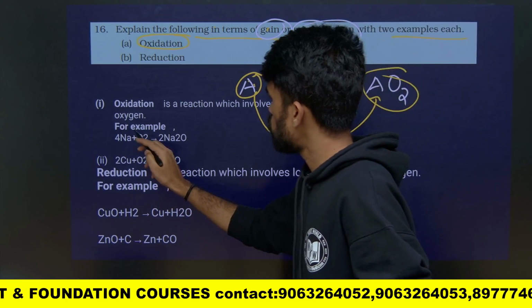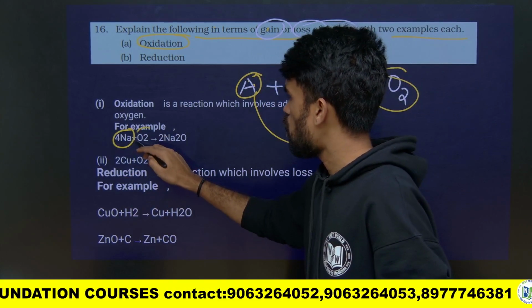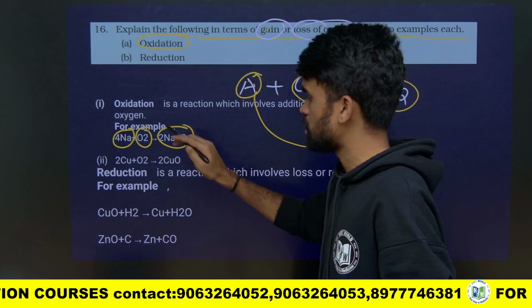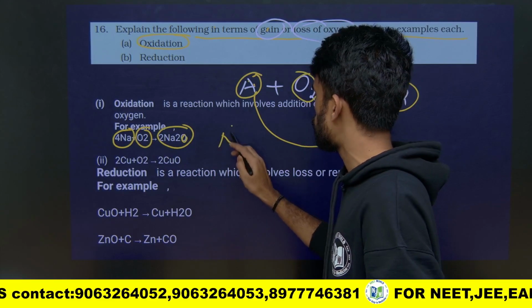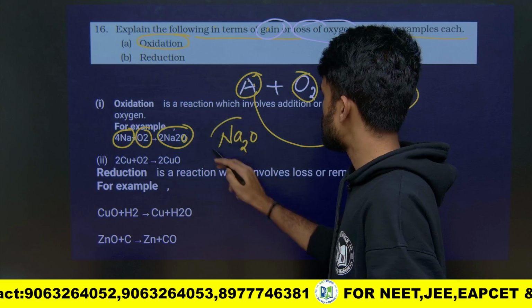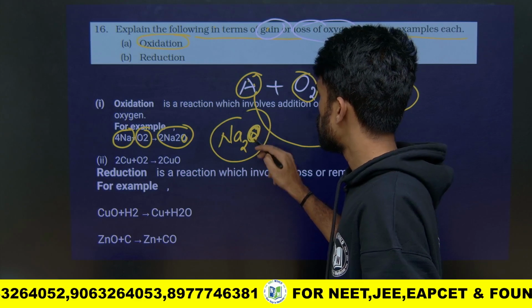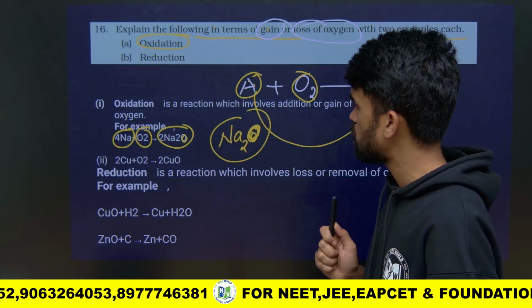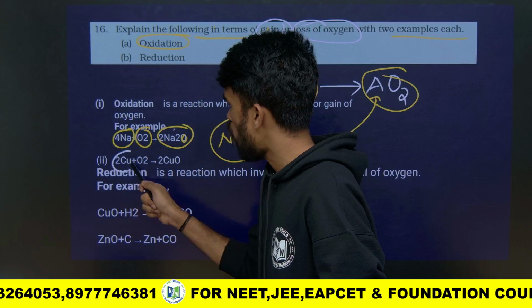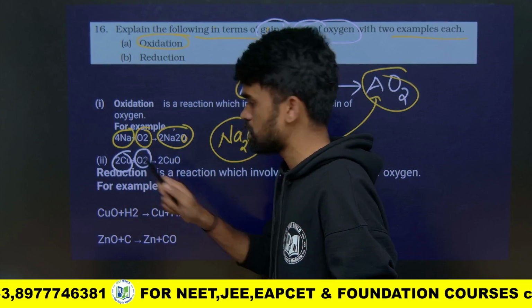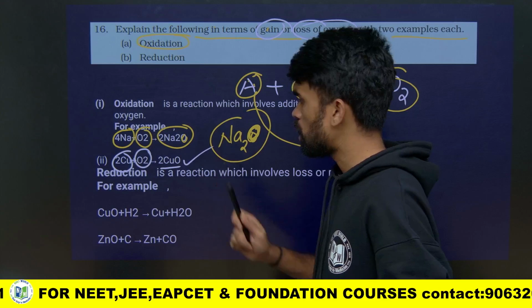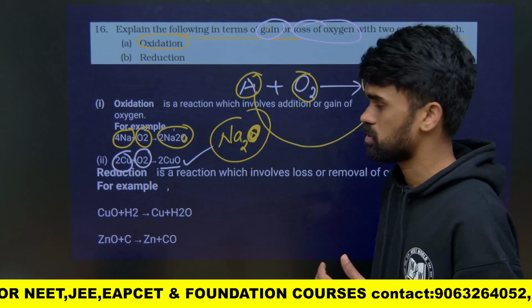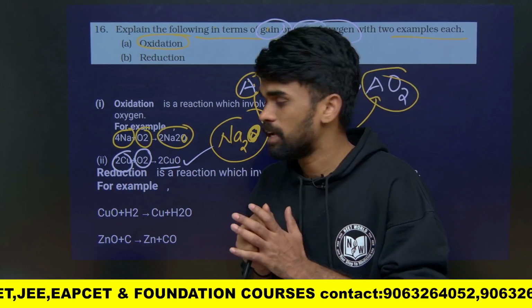Now see, sodium is there. Upon treating with oxygen, it forms sodium oxide. Sodium oxide means oxygen is added, Na2O is formed. So this is nothing but the oxide of sodium. So I can say this is an oxidation process. Similarly, copper upon adding oxygen forms copper oxide. So this is also an oxidation process. I hope this is clear, right?